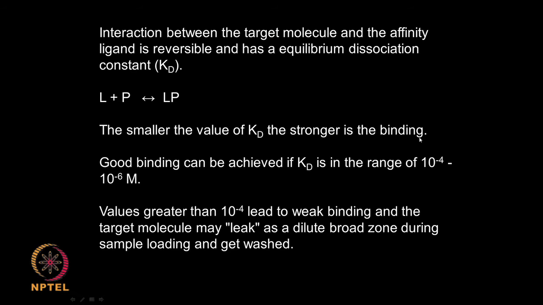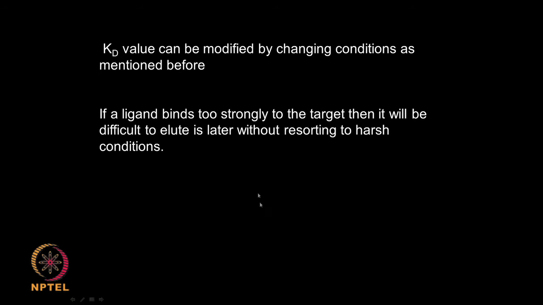The smaller the value of Kd, the stronger is the binding. So, good binding can be achieved if you are in this range, 10 power minus 4 to 10 power minus 6. If it is greater than 10 power minus 4, this will lead to weak binding, and that means the target molecule may slowly leak as a dilute broad zone during sample loading, and it will get washed. Kd values can be modified by changing conditions. I talked about a lot of conditions.